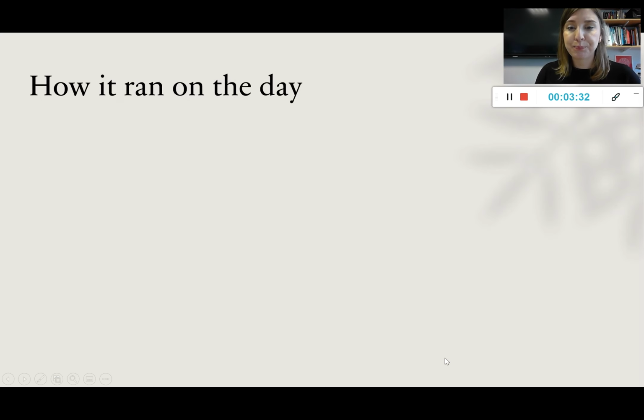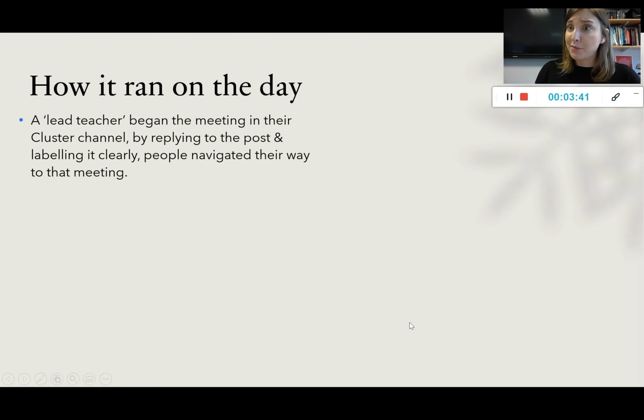So how it ran on the day. In terms of my job on the day, I didn't actually do a whole lot, because 95% of the work had happened before. My main role was tech support and making sure that people could find their meetings. And this is generally how it ran for the groups.